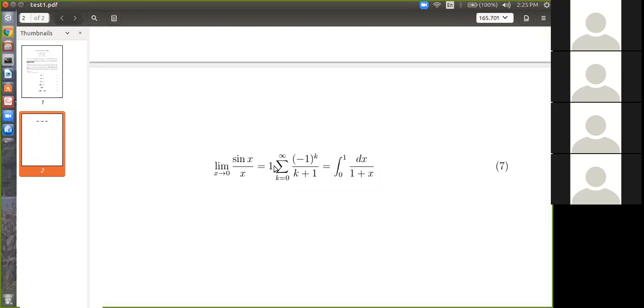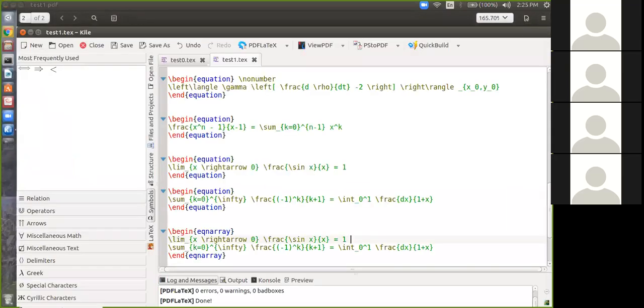So up to this equal to 1, it was our first equation. The first equation and second equation, it will be considered as a single equation. Okay, so give a line break. Line break is double backslash. Okay, fine. This equation array is again very important.